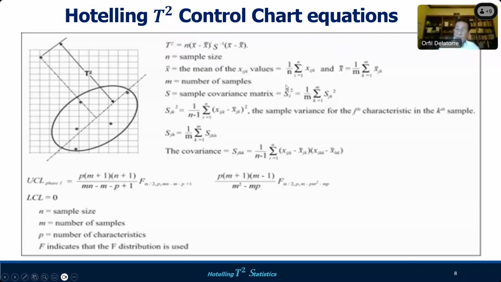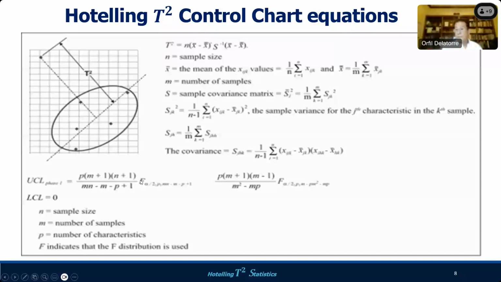So not simple. Now you have the limit 9. Can you imagine a matrix 9 by 9? Not simple, right? So take a look over here, these equations. You can see the upper control limit, and the upper control limit is based on the samples, in how many variables you have, things like that. But what is driving the value is the F distribution.